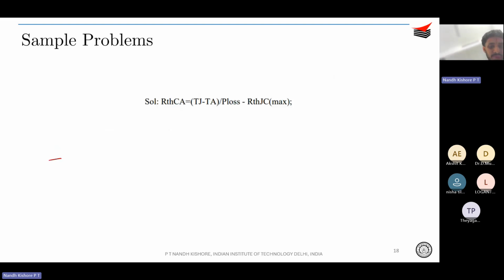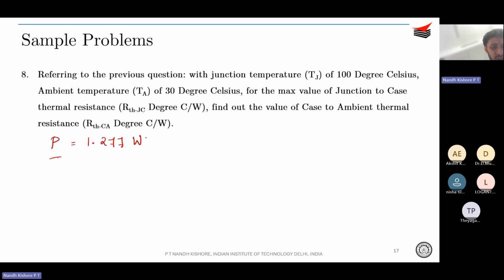They are telling that Tj is kept at 100 degrees C. Okay. And Ta is 30 degrees C. So now it's a pretty simple question. For the maximum value of junction to case, find the case to ambient. So you know that if you see the thermal chain of the device, there is your Tj, and then you have a thermal resistance between the junction to case, R theta junction to case. So you come to Tc, that is the case. And from that you have case to ambient.